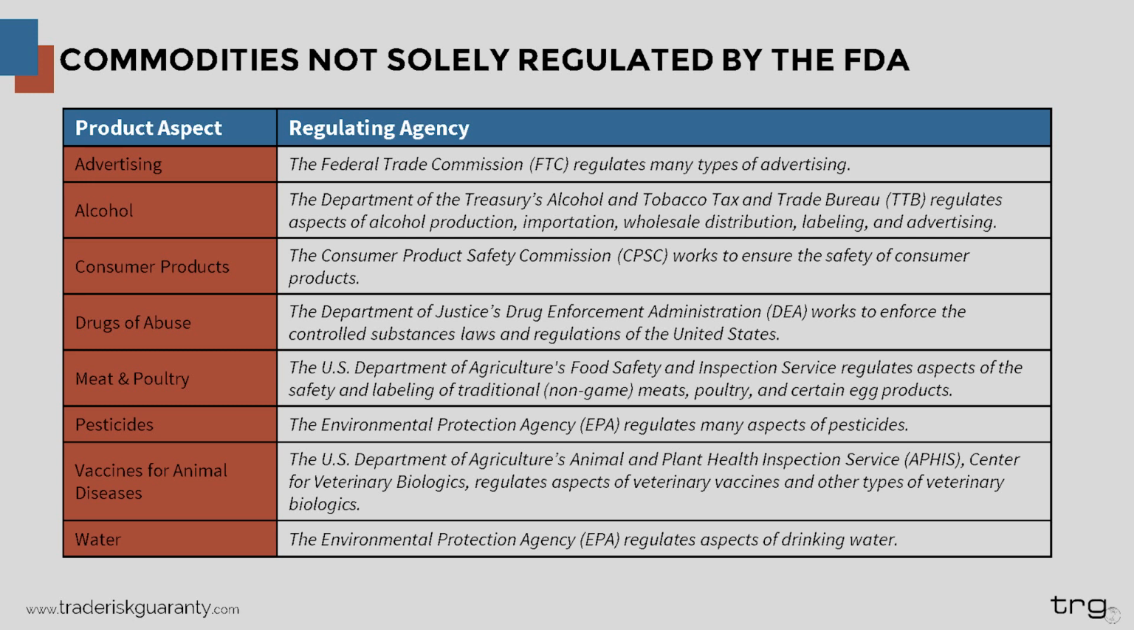Alcohol. The Department of Treasury's Alcohol and Tobacco Tax and Trade Bureau, also known as the TTB, regulates aspects of alcohol production, importation, wholesale distribution, labeling, and advertising. Consumer products. The Consumer Product Safety Commission, the CPSC, works to ensure the safety of consumer products such as toys, cribs, power tools, cigarettes, household chemicals, and other products that pose a fire, electrical, chemical, or mechanical hazard.